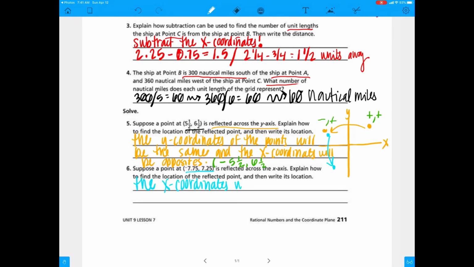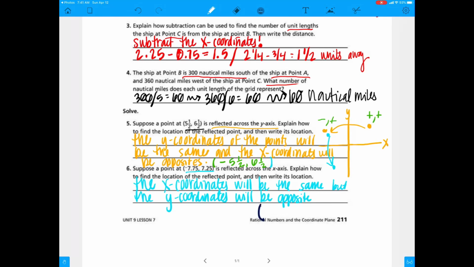So yes, the x-coordinate will stay the same. It's still going to the left. That x-coordinate will stay the same at -7.75. But the y-coordinate will no longer be 7.25 because it will be negative 7.25. This is the beauty of being able to use a model that I did in the yellow to help me think through where these new coordinates would be.